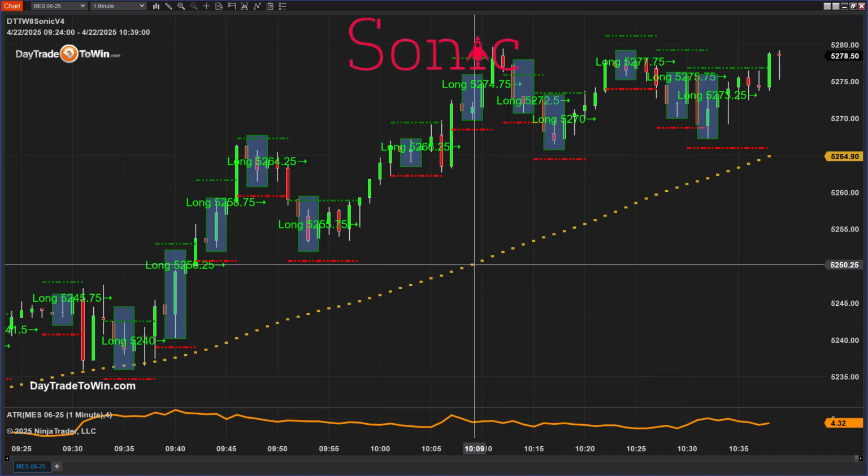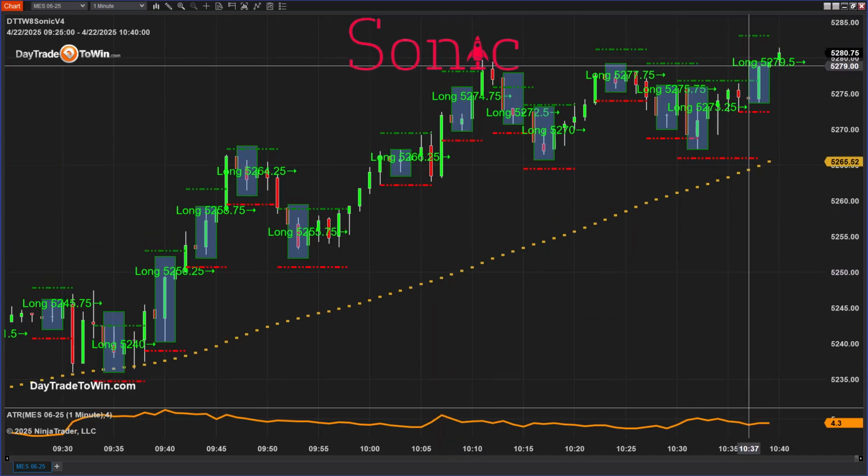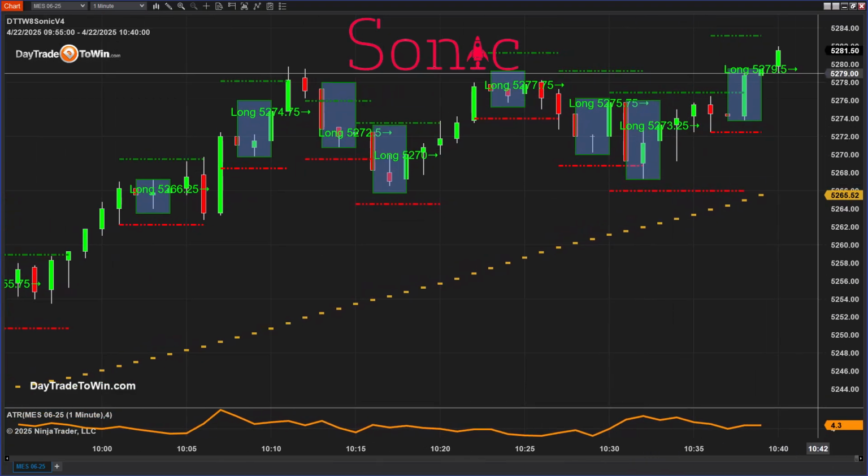Here's a signal that just fired off, 5729.50. You heard it, there's an audible alert. I was going to switch to the MNQ, the micro Nasdaq, but this is a great opportunity live. You can see the signal appeared.